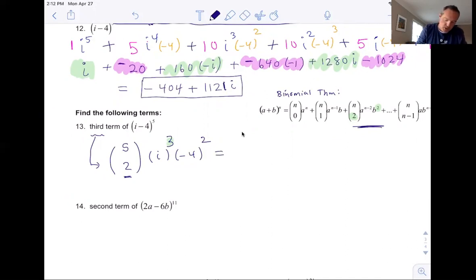And that's the answer. I just have to get the numbers. 5 choose 2, either by Pascal's triangle or the formula for combinations, or your calculator, is 10. It just so happens 5 times 2 multiplies to 10. It's just a coincidence. i cubed is negative i using the powers of i, and then 4 squared is 16. So if I multiply that, I get negative 160i.